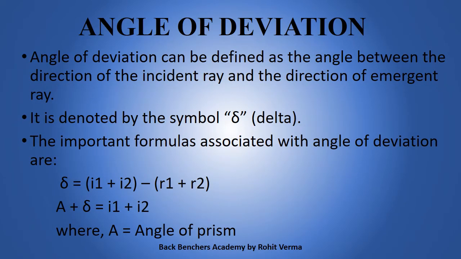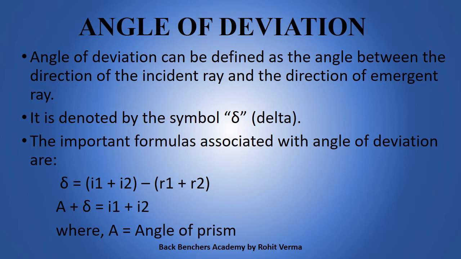Deviation can be defined as the angle between our direction of the incident ray and the direction of the emergent ray. So if we compare the incident ray and the emergent ray, then the angle that we have created between those two, which earlier was supposed to go this way, but later on it deviated up this way. So this is the angle we are talking about.